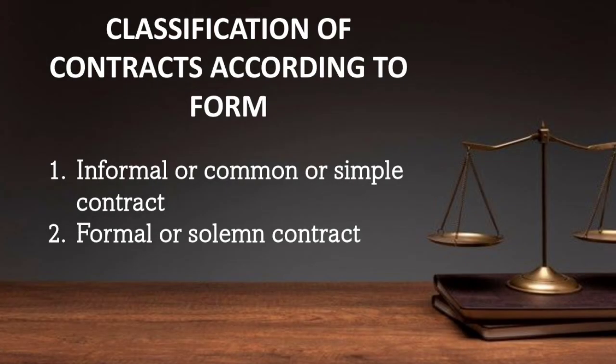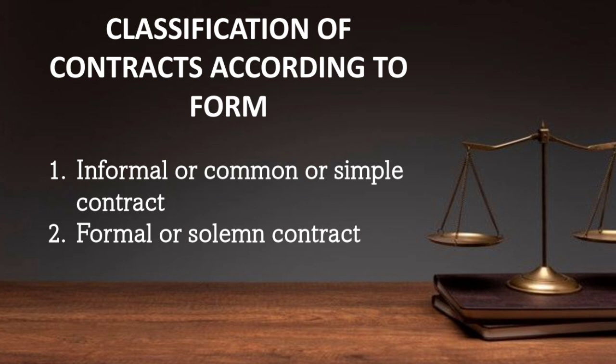Now, what is the classification of contracts according to form? According to the form or method used in creating contracts, they are: first, informal or common or simple contract; second, formal or solemn contract. First, the informal or common or simple contract is one that may be entered into in whatever form, provided all the essential requisites for validity are present. Article 1356 refers only to consensual contracts, such as the contract of sale.